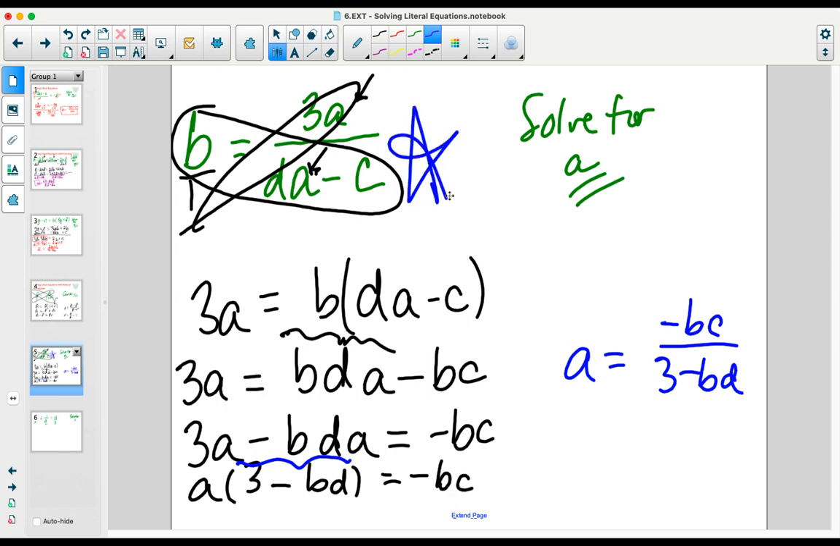Cross multiplication got us to the point where we can engage the skills that we're already used to using in this course. Factoring, moving terms, looking for a greatest common factor, allowing us to divide away at the end, reaching a simplified version for a.